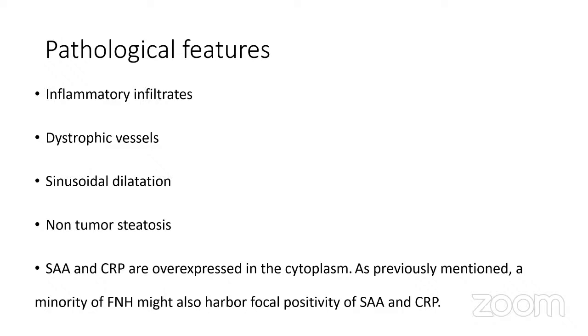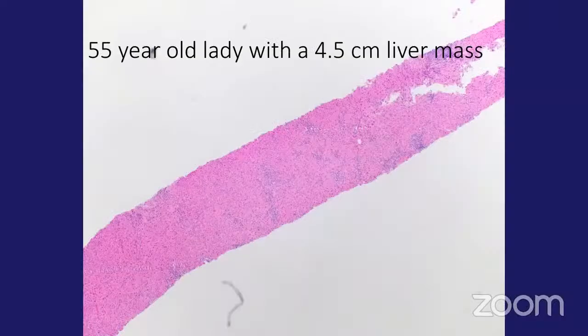The acute phase reactants serum amyloid A and CRP, C-reactive protein, are overexpressed in the cytoplasm in these adenomas. Important to remember that FNH can also harbor focal positivity of SAA and CRP.